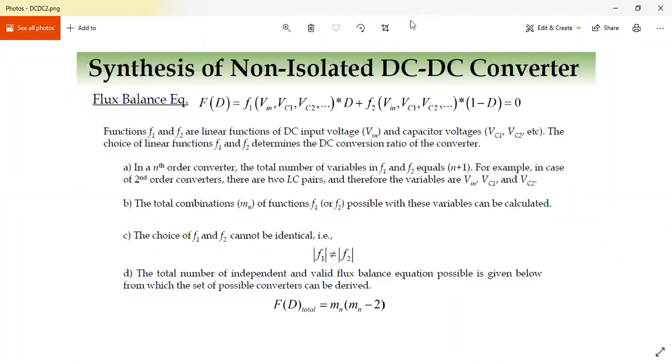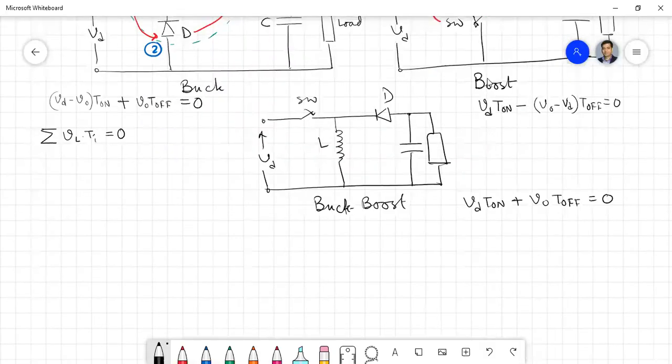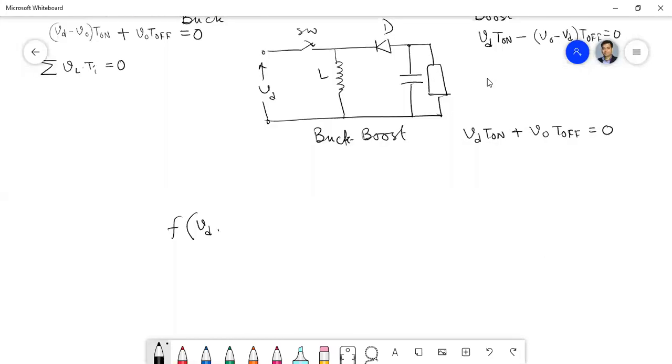Okay, let me come to this. Before that, I am just giving you this expression. Suppose we have some function of VD and V0, multiplied with T on. Then again, we have some function, and these two may be different functions, that is also a function of VD, V0, and that is multiplied with T off. And that is equal to zero.